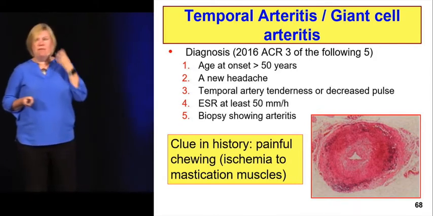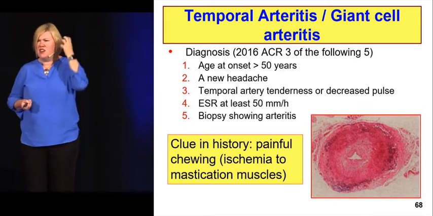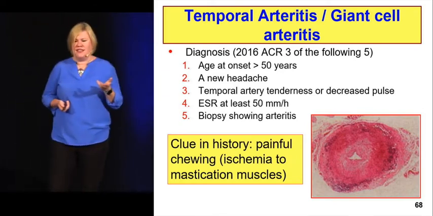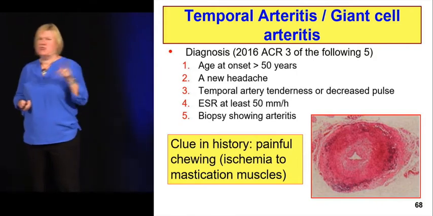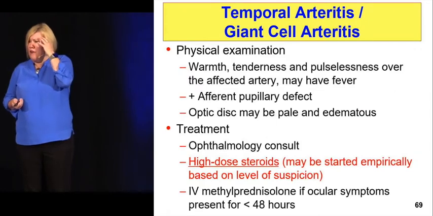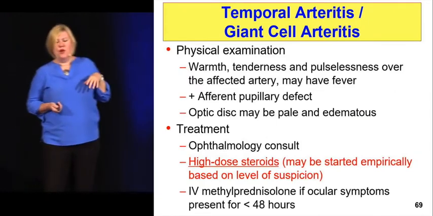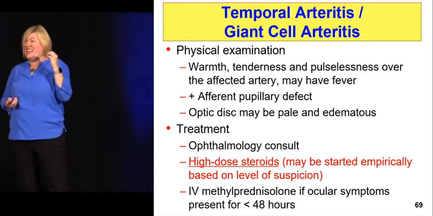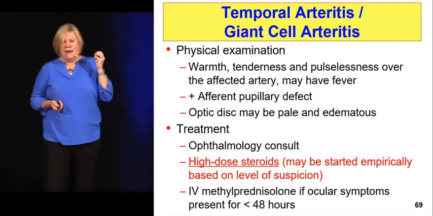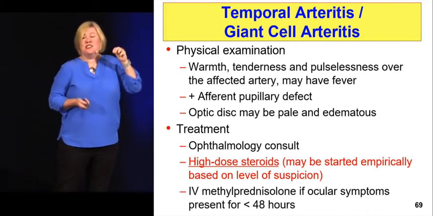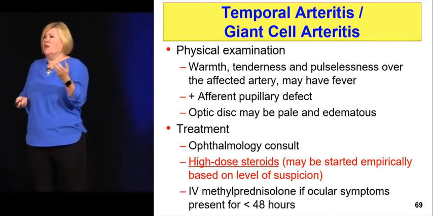They may also describe painful chewing. When they chew things, they're having pain in that area. That could be a clue in the history. Pain with mastication could tip you off to a giant cell arteritis case. It may be described as warm, with some tenderness over the temple. They can have an afferent pupillary defect because, again, from the arteritis, they may be getting ischemia to the back of that eye. And the optic disc, because if you're getting arterial ischemia, would look just like a CRAO. It would look pale and edematous.